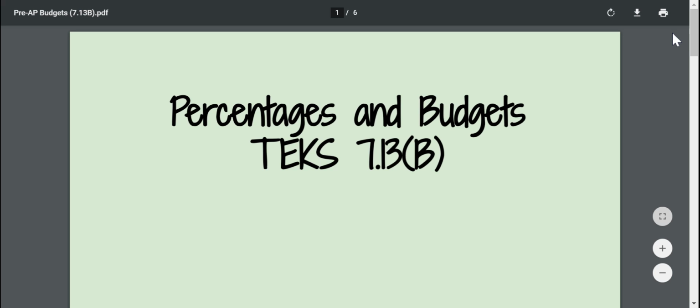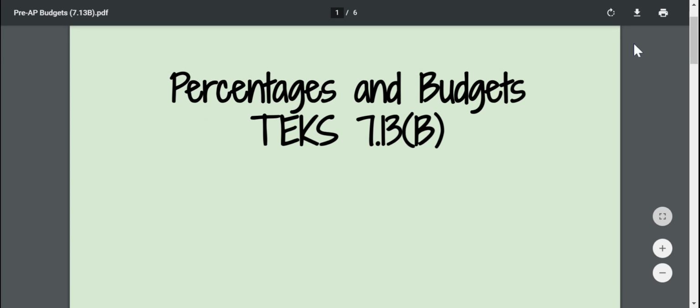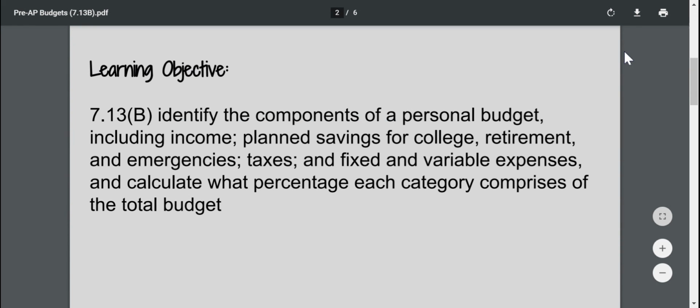In this video, we're going to take a look at percentages and budgets. Our standard we're studying is TEKS 7.13b. Our learning objective is to identify the components of a personal budget, including income, planned savings for college, retirement, and emergencies, taxes, and fixed and variable expenses, and calculate what percentage each category comprises of the total budget.